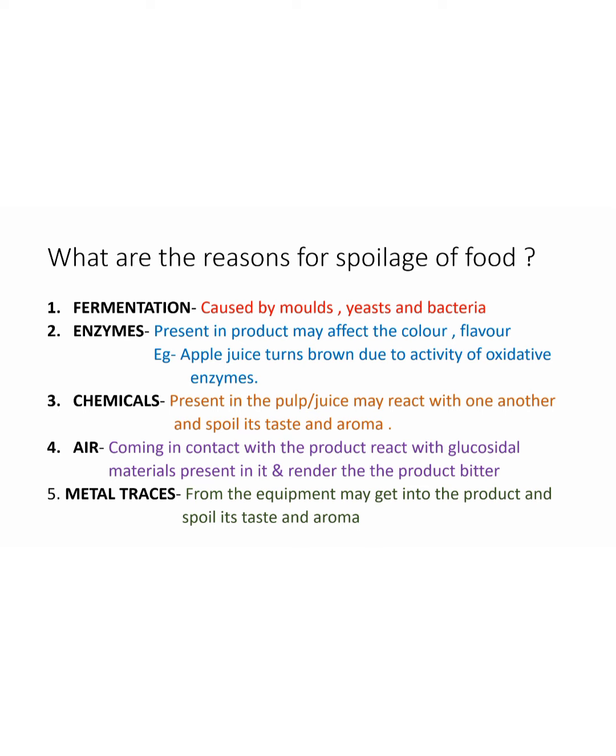You must be asking how metal traces. For example, you consume any canned food product or canned fish. They are canned fish products, right? So if the metal is not proper, if the metal is rusty, the can usually is made up of iron and tin. So if they are rusty and if they are not sealed properly, there might be a chemical reaction and the fish product or any food product might react with the metal and that might be one of the reasons for the spoilage of the food. So there are certain reasons and accordingly the preservation techniques are also there.